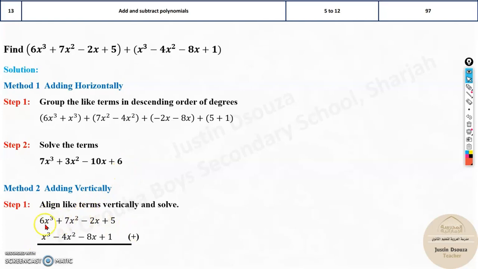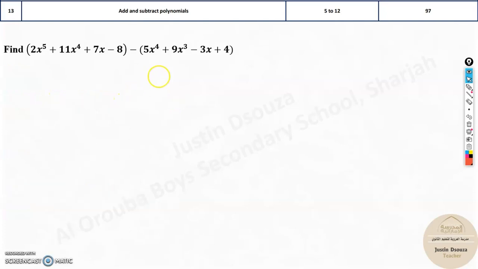When it's adding, it's fine. You just add them and get the answer. But when you're subtracting, you need to change the sign and everything. So horizontal method is more likely to be used. Let us see a subtraction problem.